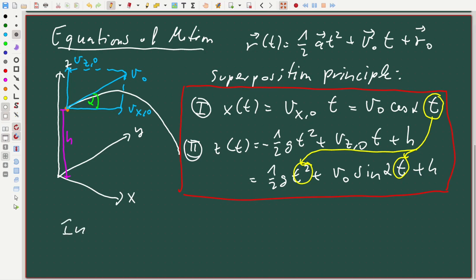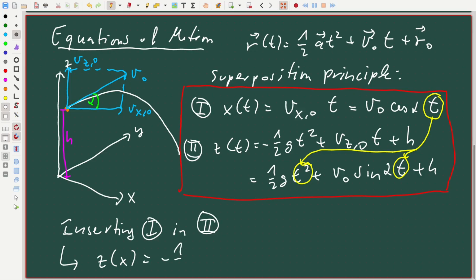So I can write here inserting 1 into 2, and this results in z of x. Now our parameter is not t anymore, it's now x. So we can write minus 1/2, and then we have to write here g divided by, and then we have to put in the denominator, we have to write v0 squared cosine squared.